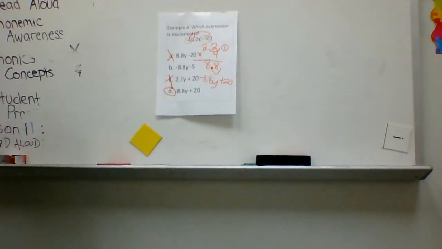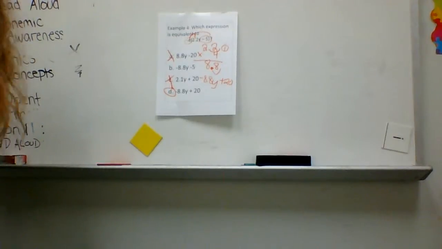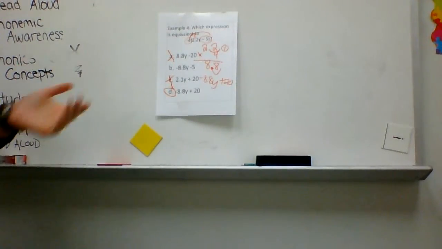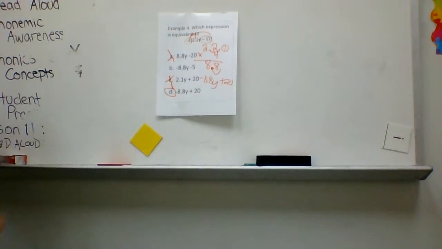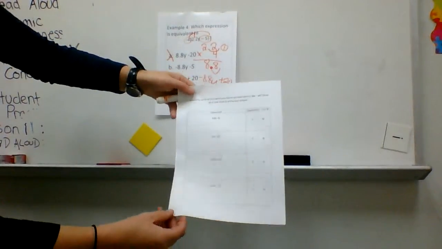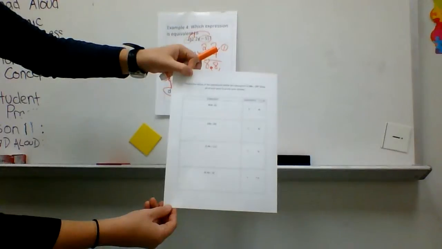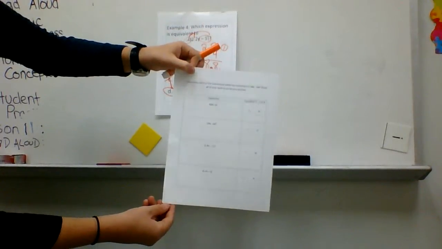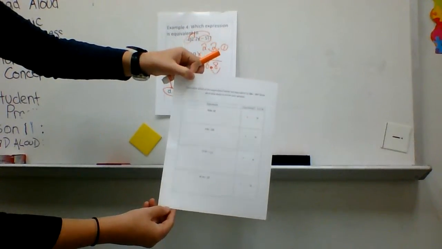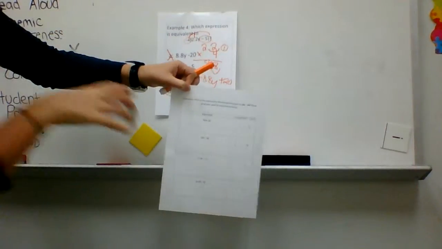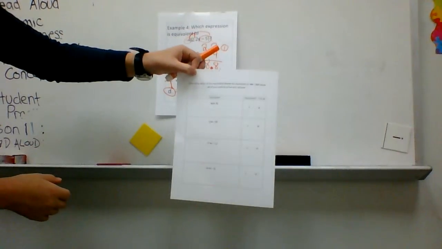Hit pause, try the next problem, and again, if at any point you're not sure how to do it, press pause, watch it again, and then try the problem on your own. Once you finish that, on the back you have a constructed response. You're going to determine which of the expressions are equivalent to 16x minus 24. Show all of your work to prove yes or no if it is equivalent.